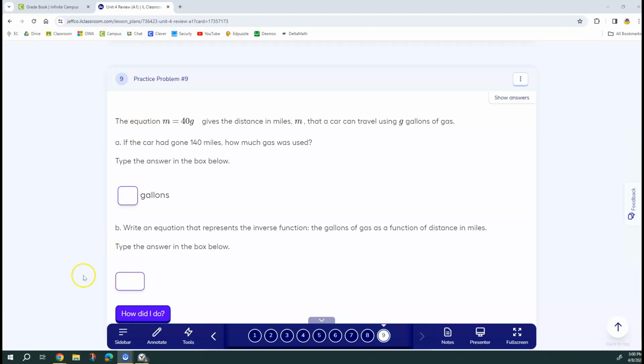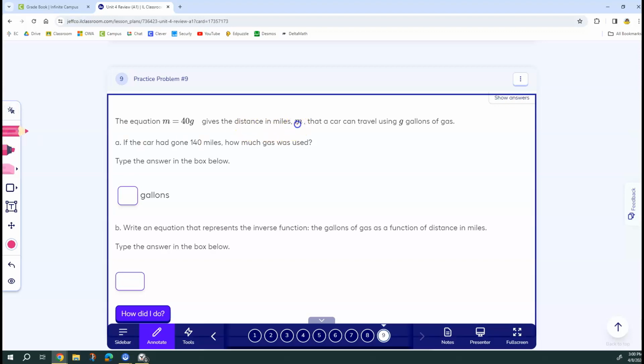Well, we know that m stands for miles. So if we're saying, okay, the car went 140 miles, we are simply going to replace the m in the equation with 140. And we're going to solve the equation for the gas.